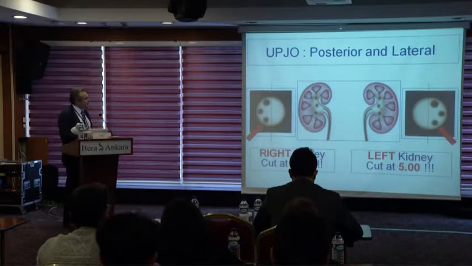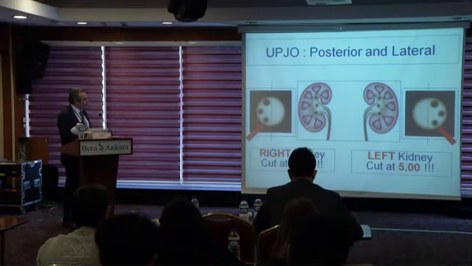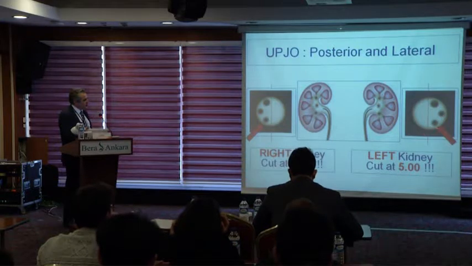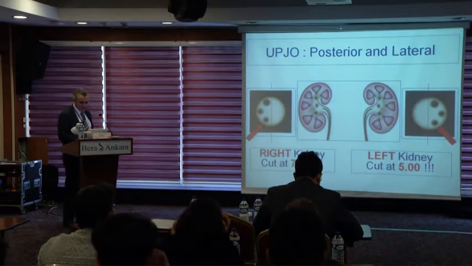For ureteropelvic junction obstruction, on the right side we have to incise posterolaterally because of the vessels. It's around 7 o'clock. On the left side it's around 5 o'clock.